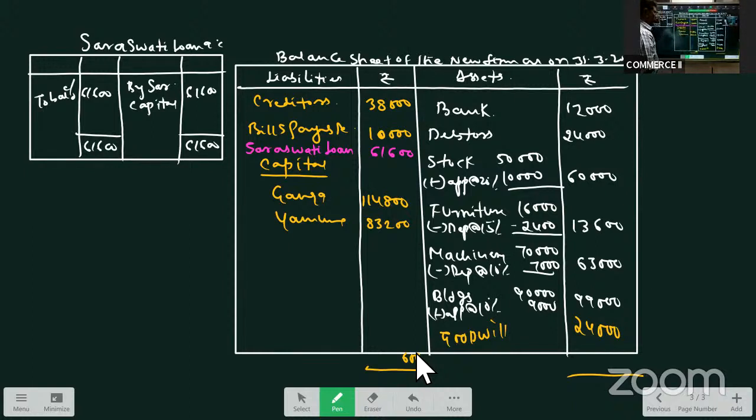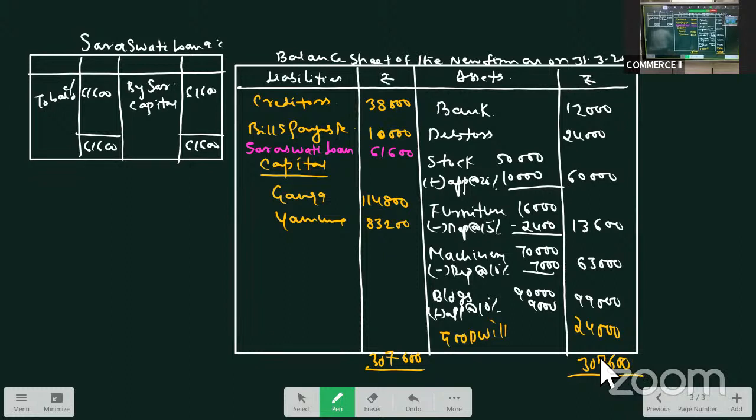108, 109, 219, 223, 3076. 3,07,600. This is the total of the balance sheet on both the asset side and liabilities. So we are done with one question. Then we'll see what is the next question.